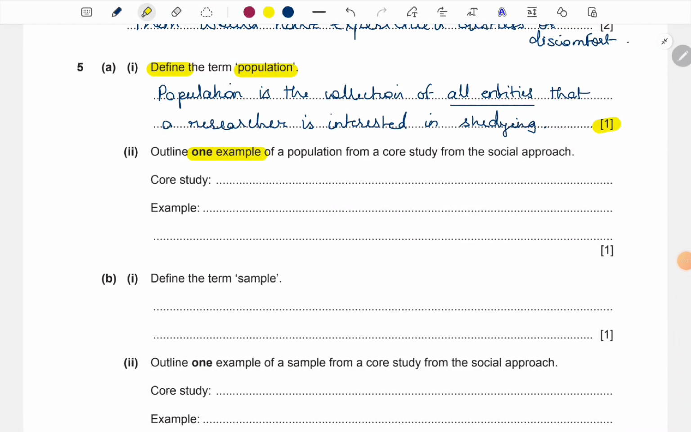Okay, next is: outline one example of a population from a core study from the social approach. Very important is to read "social approach". In this type of question where they ask you to give an example of the population, there are 2 mistakes students make. They go to extremes. Either they make it too broad and say everybody in the world. So in the social approach, as far as I remember, the first study is Milgram. Now what they would say is the results are meant to be applied to everybody in the world. That is way too broad a population, and it seems like a very generic answer. Like no matter which study it was, you could have said everybody in the world. So that's not how you define the population.